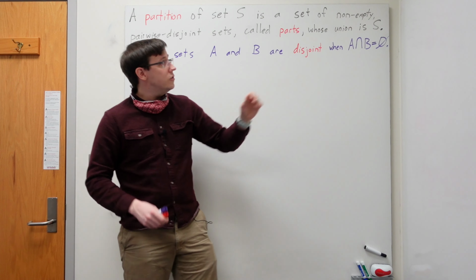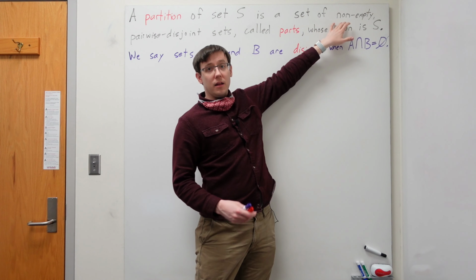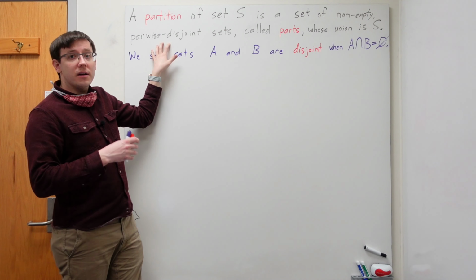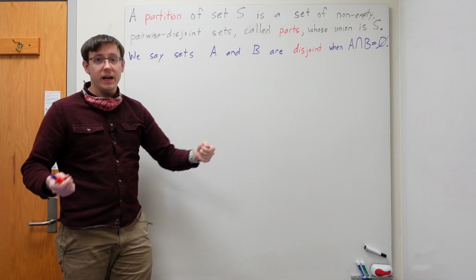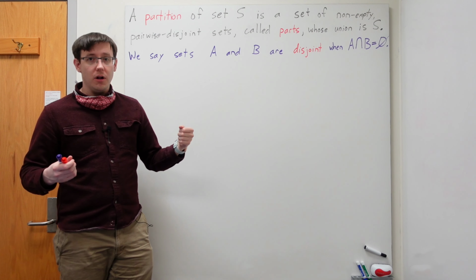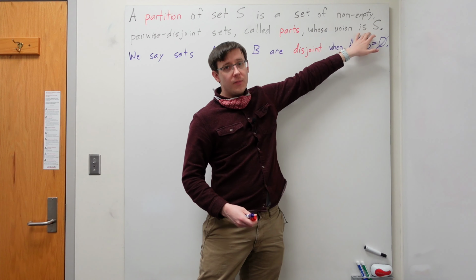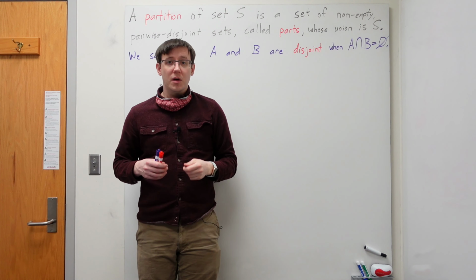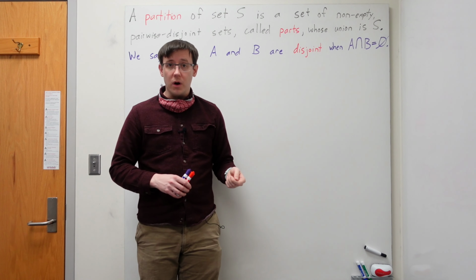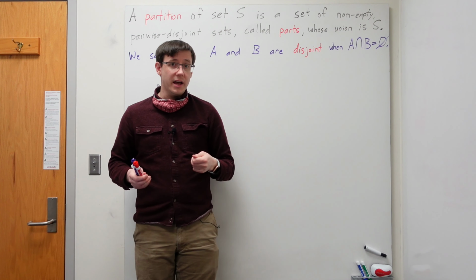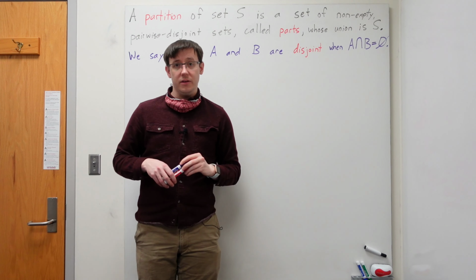Each of the parts needs to contain some elements, and they can't have any elements in common. The intersection between any two parts is empty, but when we union together all of the parts, we get back S. So this means that every element of S belongs to exactly one of the parts in the partition, and all of the parts have at least one element of S.